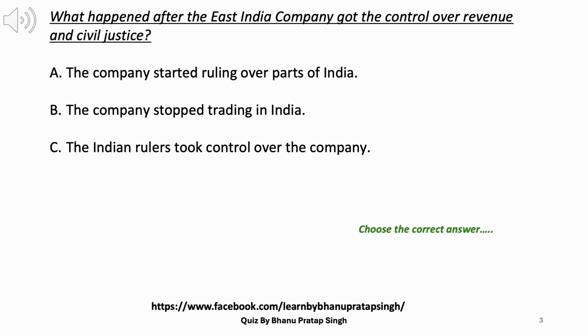3. What happened after the East India Company got the control over revenue and civil justice? A. The company started ruling over parts of India. B. The company stopped trading in India. C. The Indian rulers took control over the company. Please think through the answers. Answer: A. The company started ruling over parts of India.